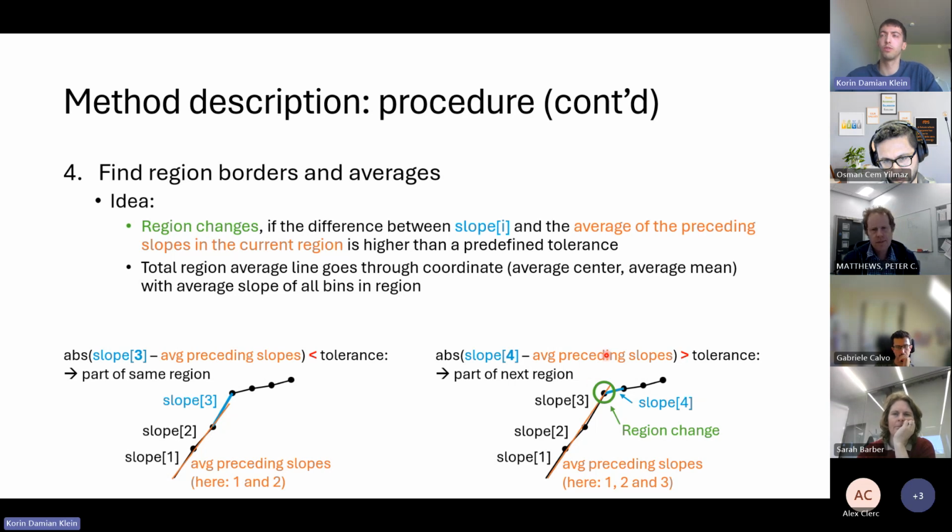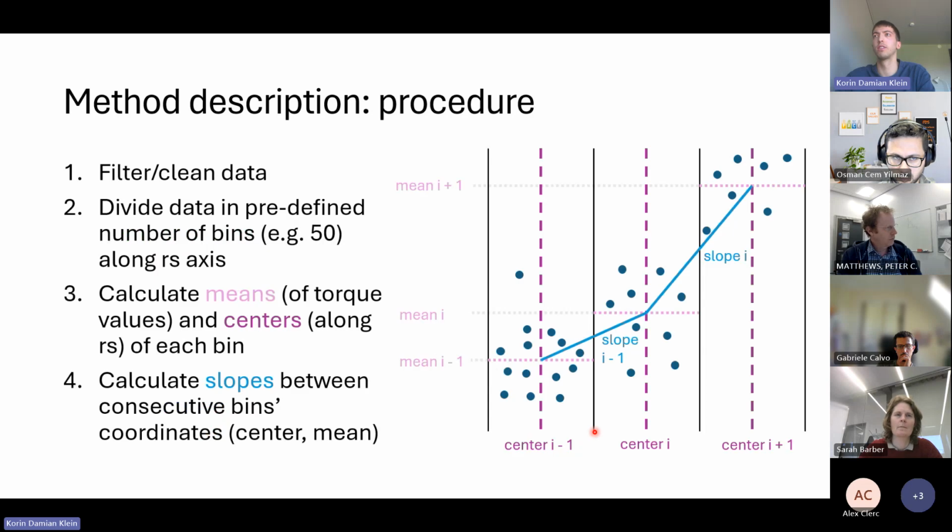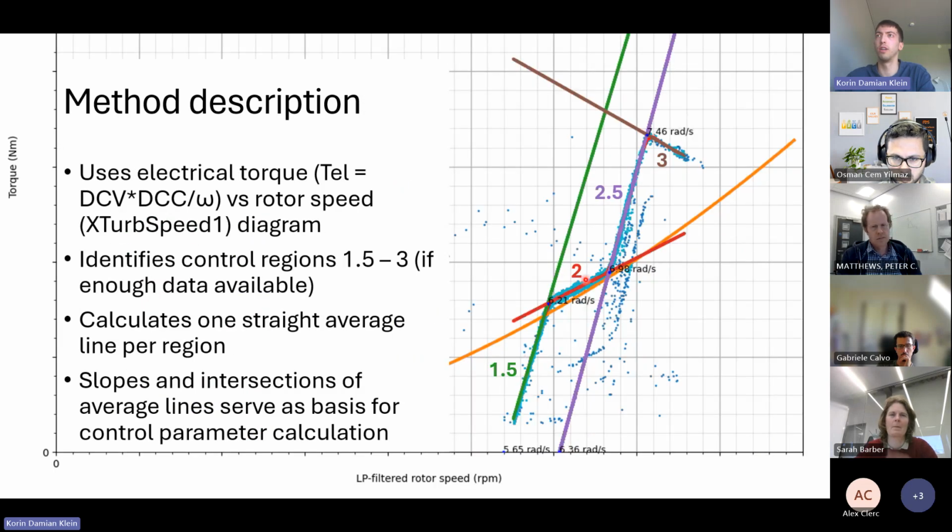When we have finished this region, we calculate an average center and an average mean of each region, as well as an average slope. We do this by using all the bins which are included in this region. Then we can calculate an average line for each region, which is going to look like some of those lines we have here.